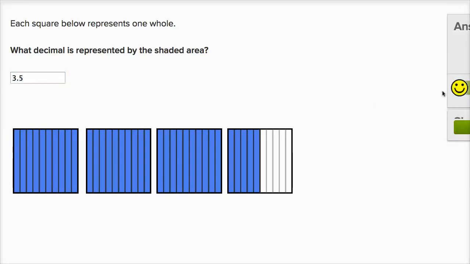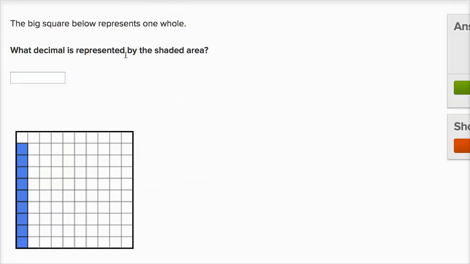We can check our answer. Got it right. Let's do a few more of these. What decimal is being represented by the shaded area? So over here, let's see. I have 100 squares. You see I have 10 columns, and each of them has 10 squares in it. So 10 times 10 is 100. So I have 100 squares here, equal squares. So I've divided it into hundredths, and I've shaded in 1, 2, 3, 4, 5, 6, 7, 8, 9 of the hundredths. So how do I represent that?